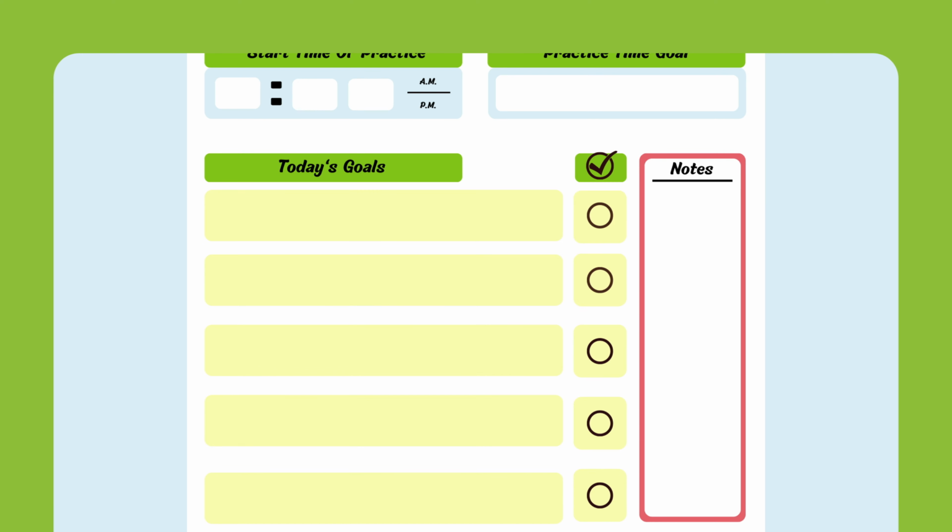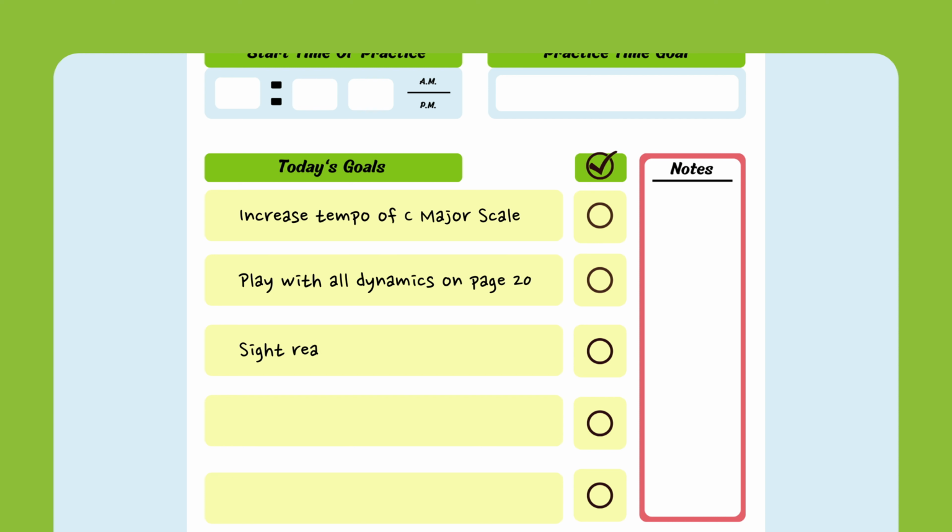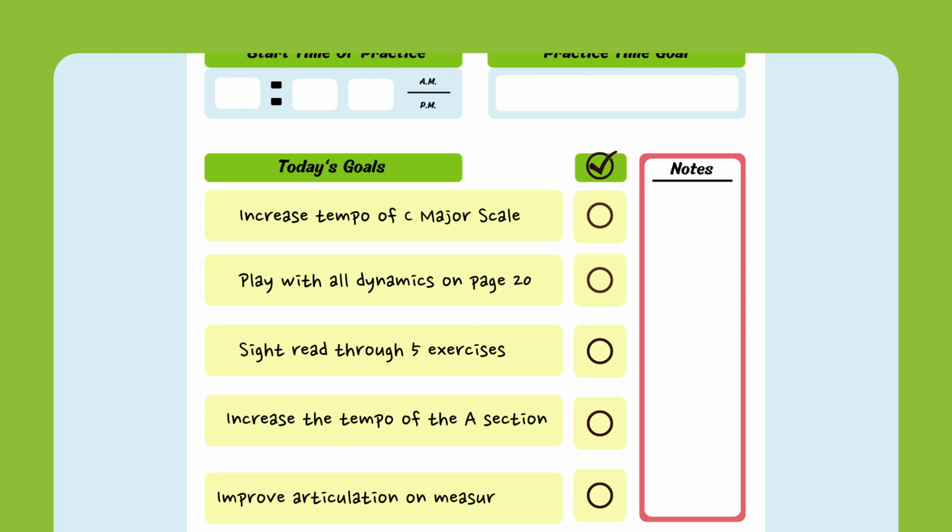Today's goals is where students can write specific goals to aim for during their practice time. As students achieve those goals, they can check them off in the checkbox section. This presents a great opportunity for teachers to talk with their students before their practice week about how they can set goals that can result in more effective practice time.